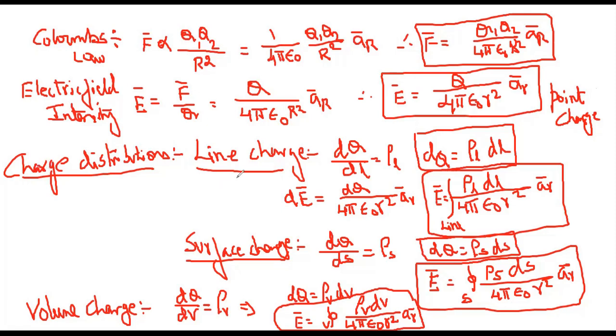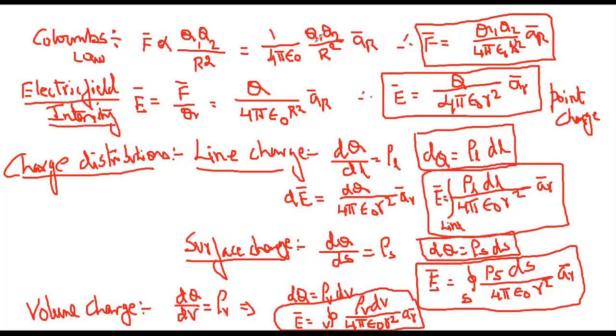Similarly, the charge can be distributed as line charge, surface charge, and volume charge, with uniform distribution. The electric field intensity E bar is equal to rho L dl by 4 pi epsilon naught R square, and rho S ds by 4 pi epsilon naught R square, and rho V dv by 4 pi epsilon naught R square. Okay, my dear students, this is electric field intensity.